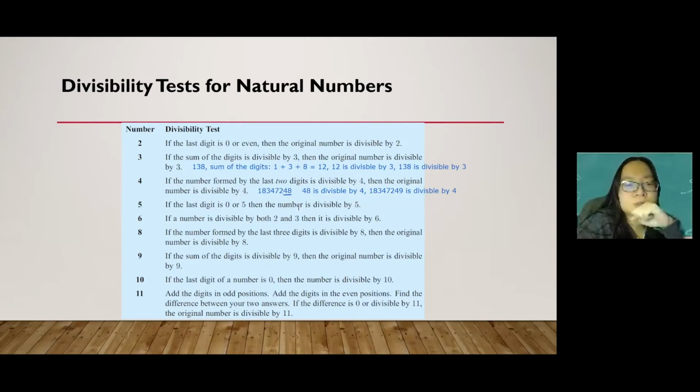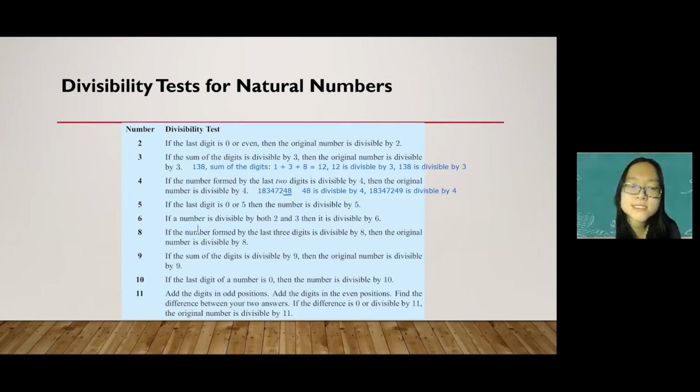Next, if the last digit is 0 or 5, then the number is divisible by 5. So, let's say 30 or 35 is divisible by 5. I start with this number, if the last digit is 0 or 5, it is divisible by 5. So very straightforward, this one.